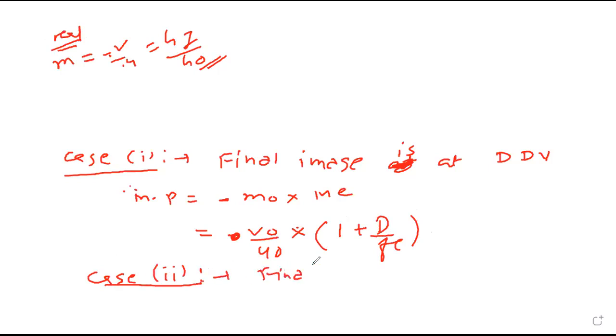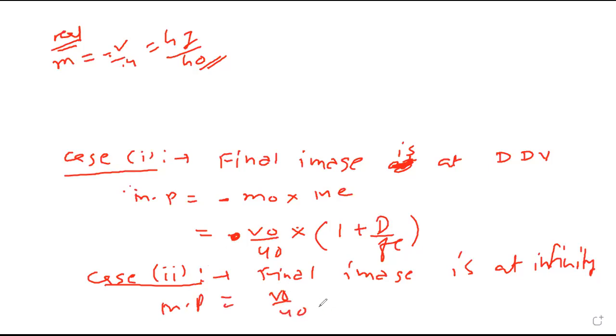Case 2: final image is at infinity, which is also called the far point, or relaxed eye. Magnifying power will be V0 upon U0 into D upon FE. Write these two cases.